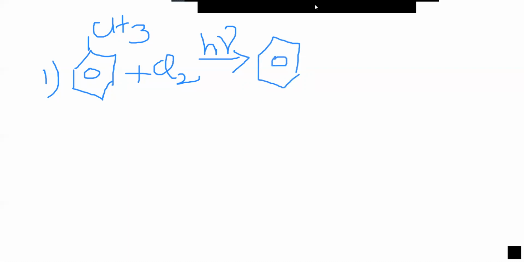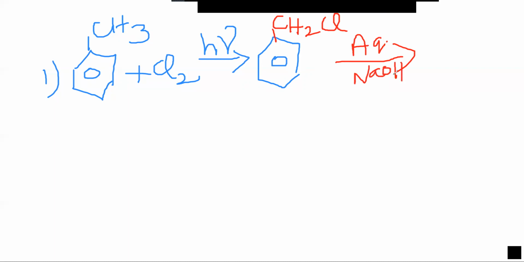So instead of this CH3, 1 hydrogen is removed. Instead of 1 hydrogen, 1 chlorine will get substituted. CH3 will become CH2Cl. Next step, hydrolysis using aqueous NaOH. Aqueous NaOH or aqueous KOH, any aqueous medium. Aqueous means water, so NaOH and water, both contain more OH. So more OH means you will be getting CH2OH. Cl will be replaced by OH. This is the fourth conversion.